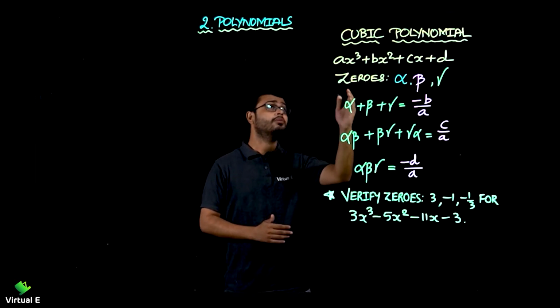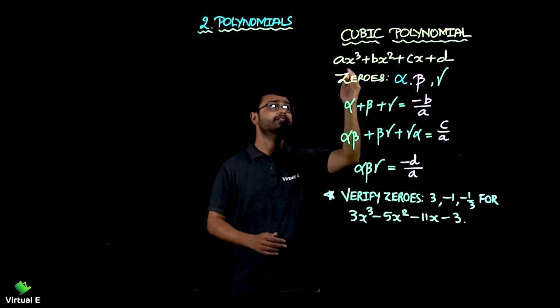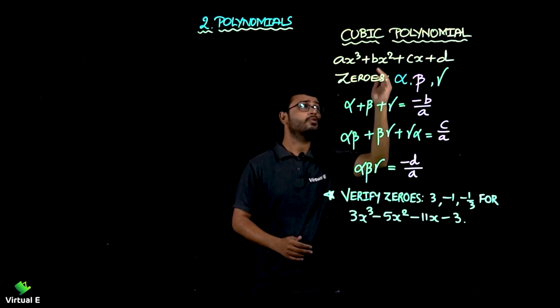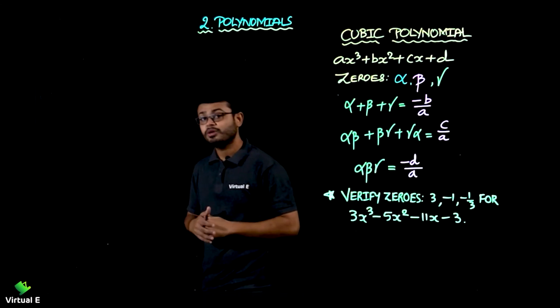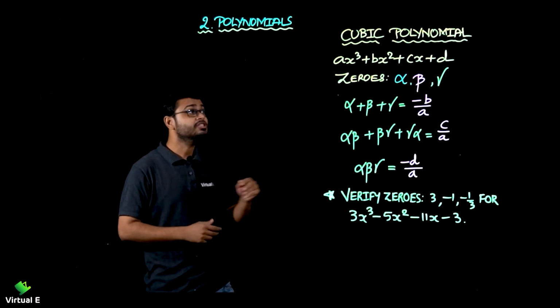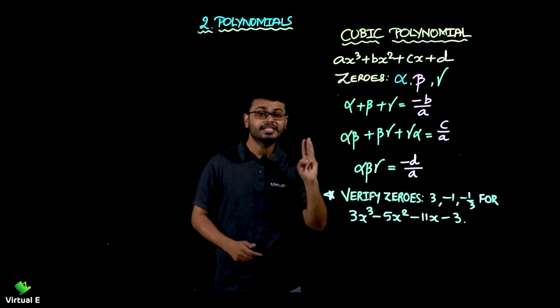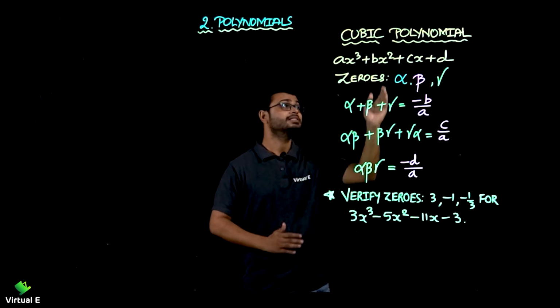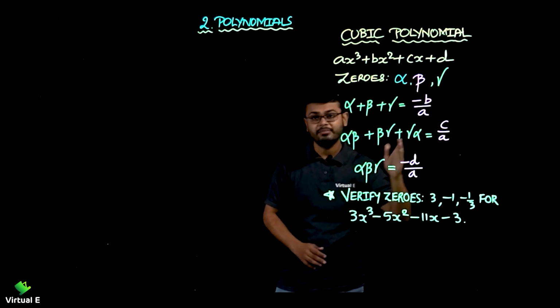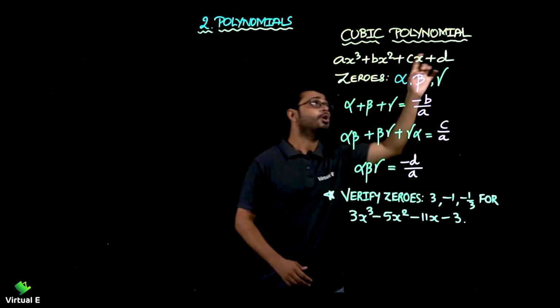Let's first of all talk about the standard form of the cubic polynomial, which is ax^3 + bx^2 + cx + d. Think, what is the degree of this cubic polynomial? What is the maximum power? 3. Simple. So how many zeros should you have? 3, which I have assumed as alpha, beta and gamma. So I should be having 3 zeros for a cubic polynomial.